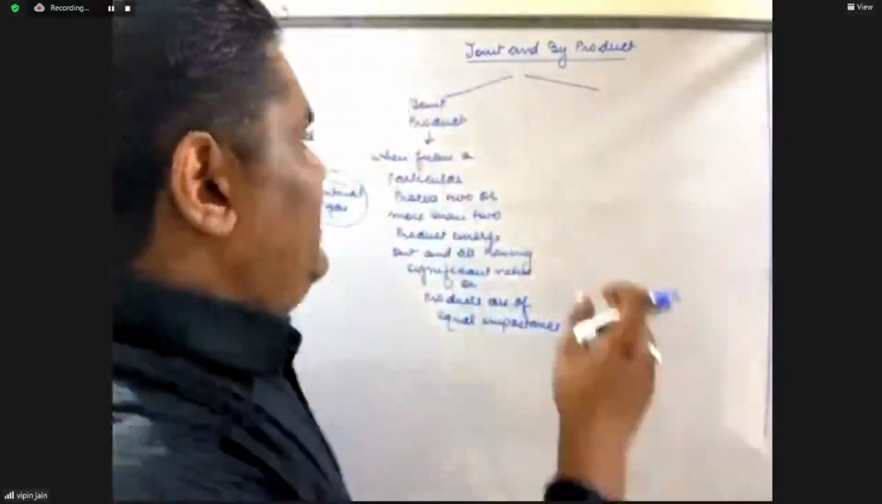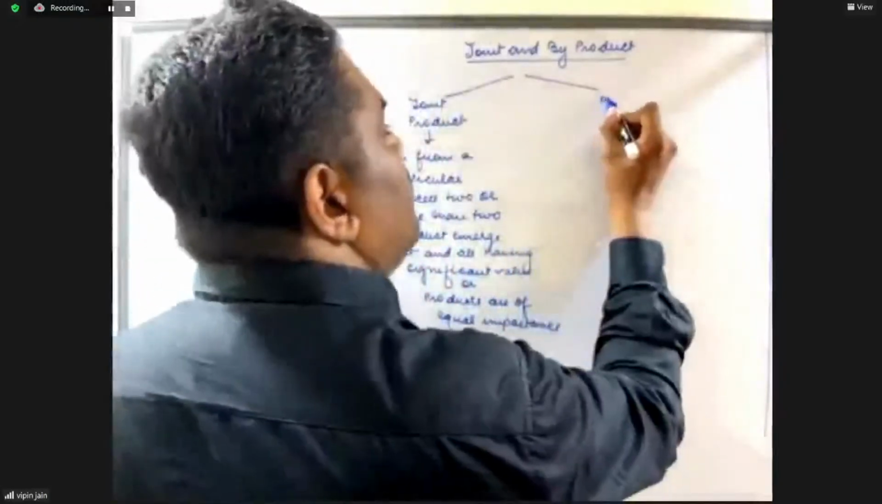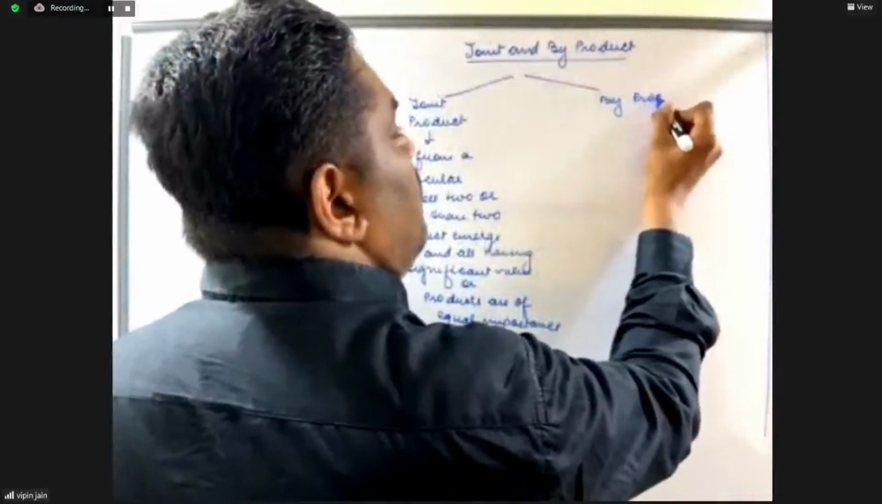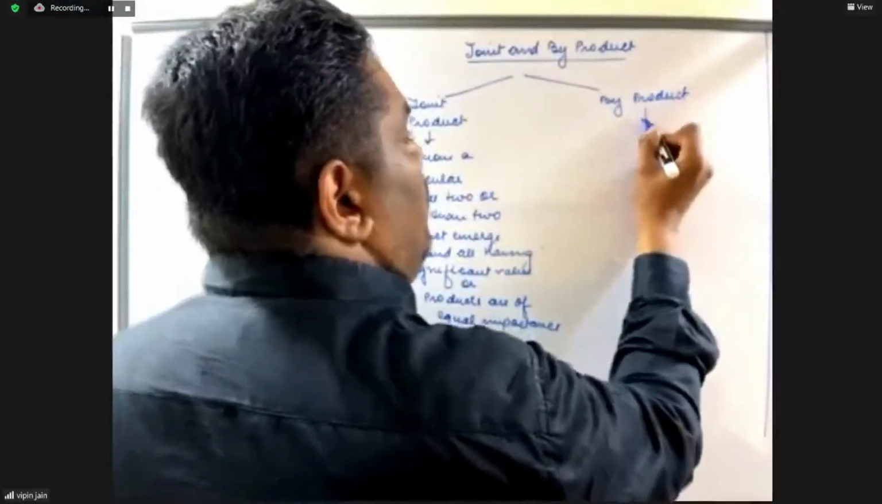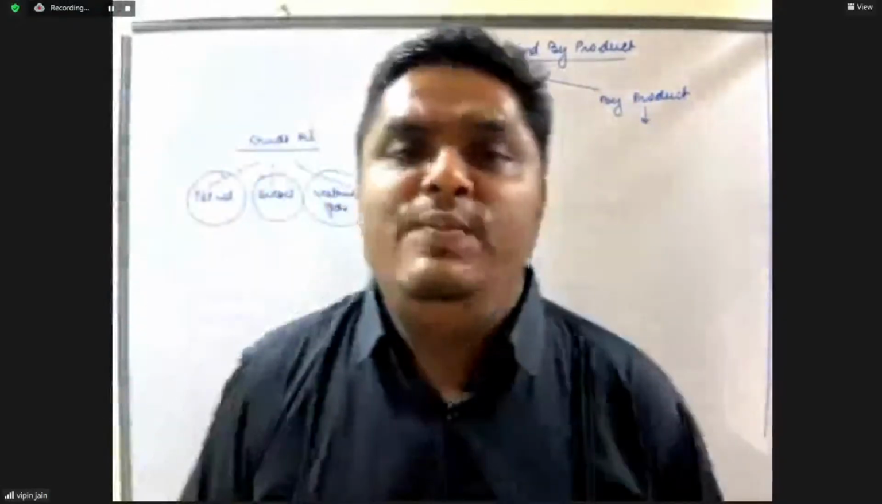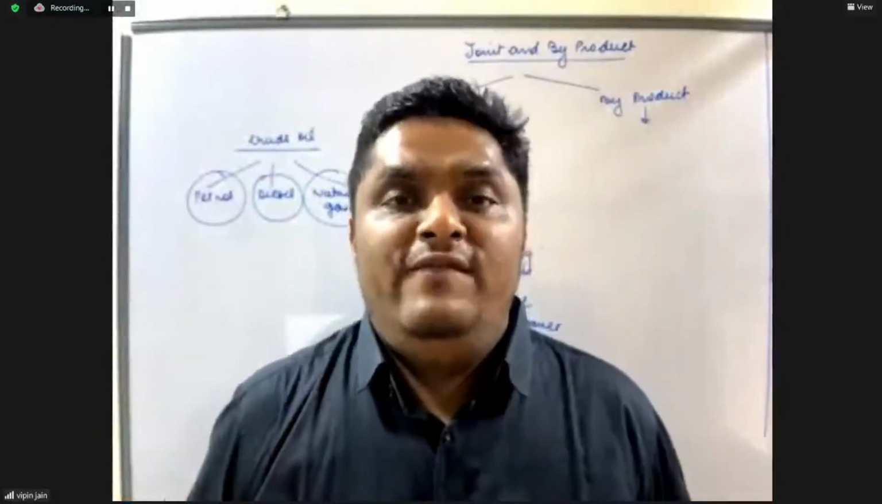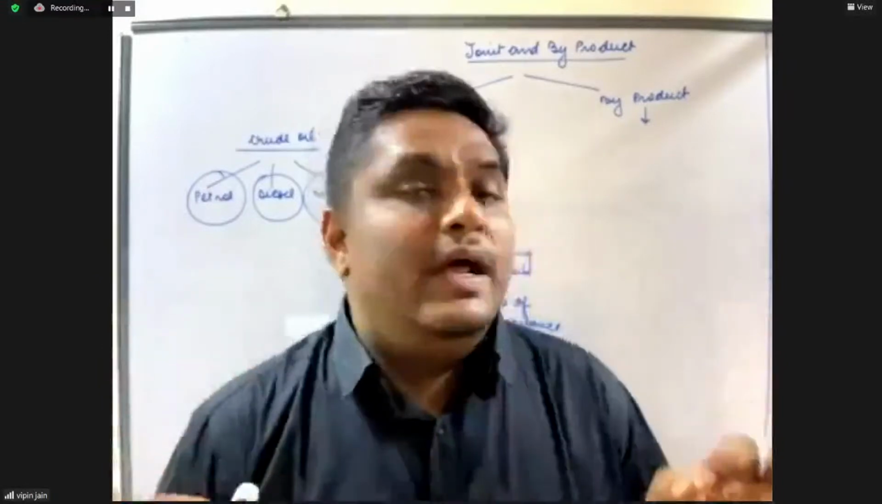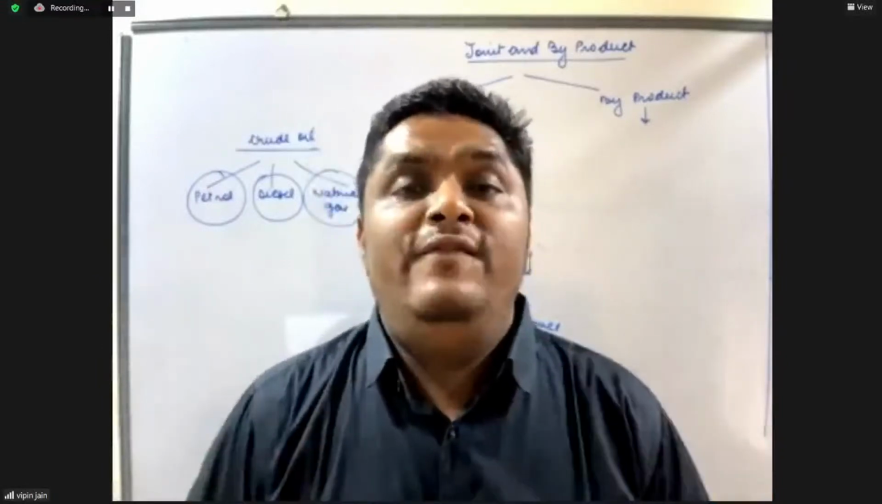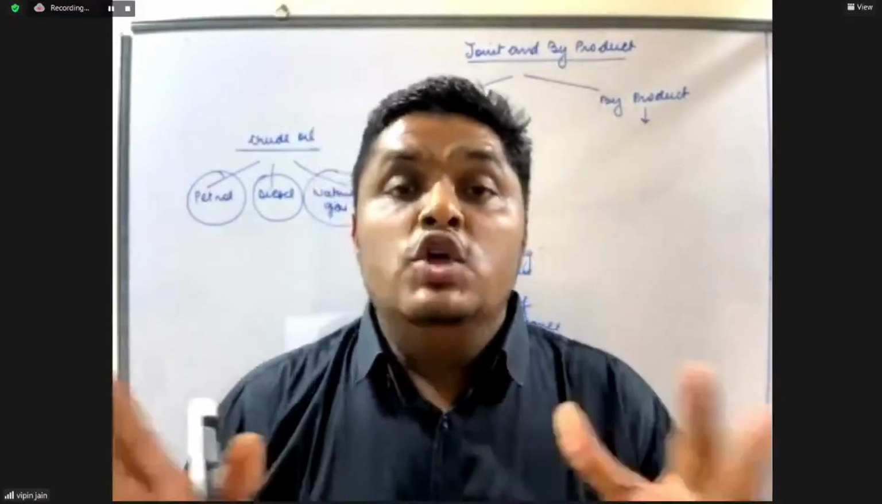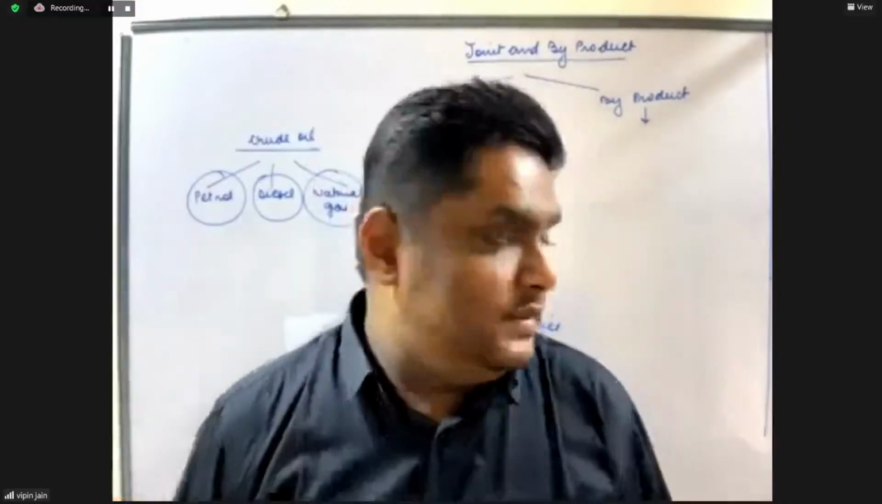Now, when talking about the next point, that is byproduct, this product we don't want to manufacture. This byproduct we don't want to manufacture, but ये अपने आप manufacture होता है. So what is byproduct?